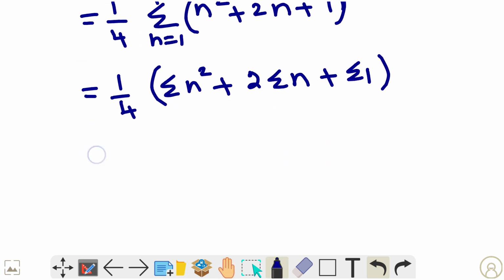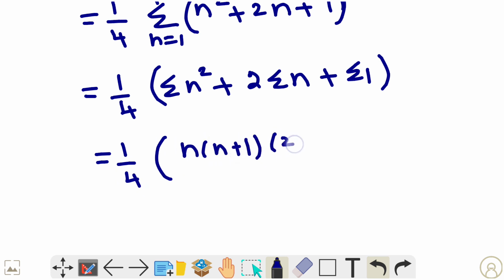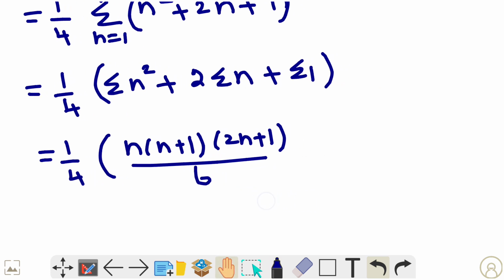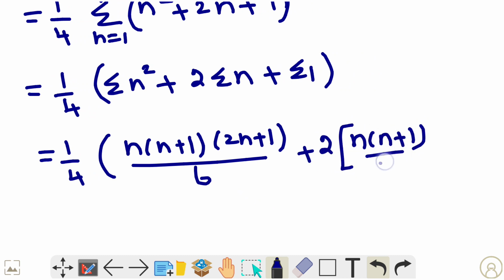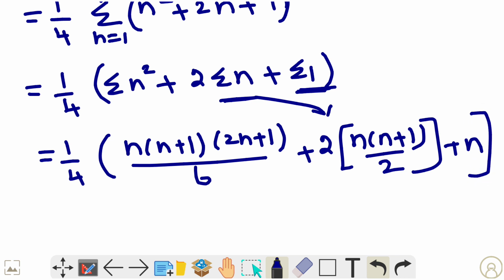Now 1 by 4, and summation n square we know is n into n plus 1 into 2n plus 1 divided by 6, plus 2 into n into n plus 1 divided by 2, because summation n we know is n into n plus 1 divided by 2, plus summation 1, that is n.